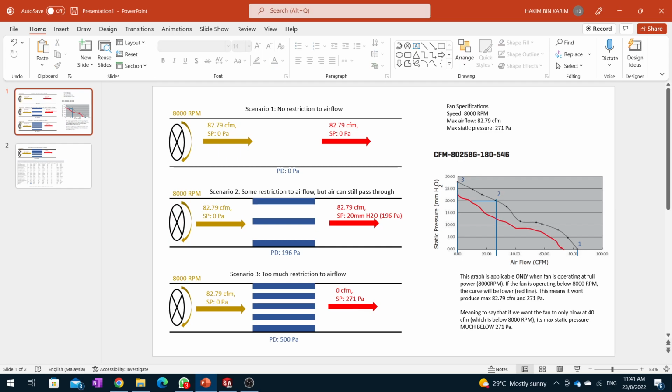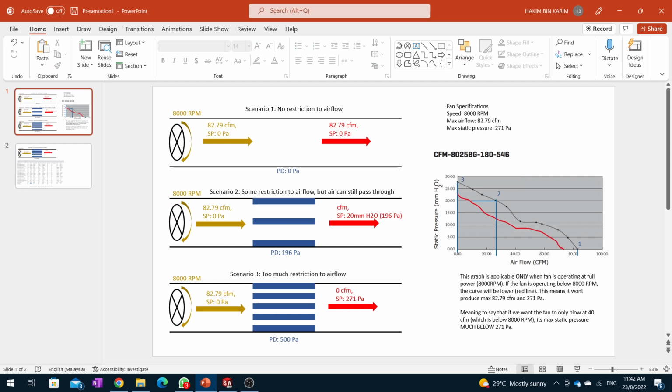And when there is some restriction to airflow, but the air can still pass through, this restriction to airflow is obviously our heat exchanger. This blue rectangle is the heat exchanger. Same scenario: the fan is rotating at 8000 rpm, so maximum airflow is 82.79 cfm, and since there's no restriction in airflow, the static pressure is 0 pascal. As this air enters the heat exchanger at 82.79 cfm, the pressure drop it encounters is 196 pascal. Okay, 196 pascal.